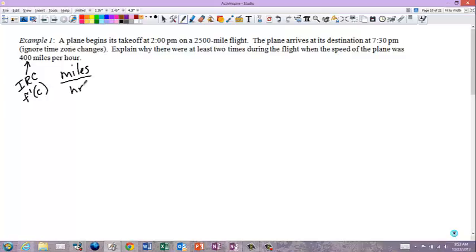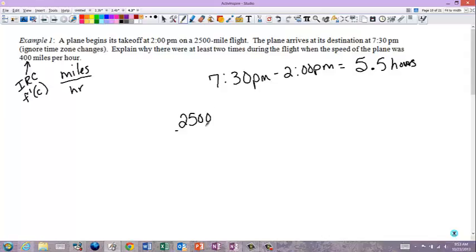The plane arrives at its destination at 7:30 p.m. So if it took off at 2 o'clock, how many hours was it in the air? Well, would you believe 5.5 hours? That should make sense. And it went 2,500 miles in 5.5 hours. If you stick that in your calculator, you will get 454.545.